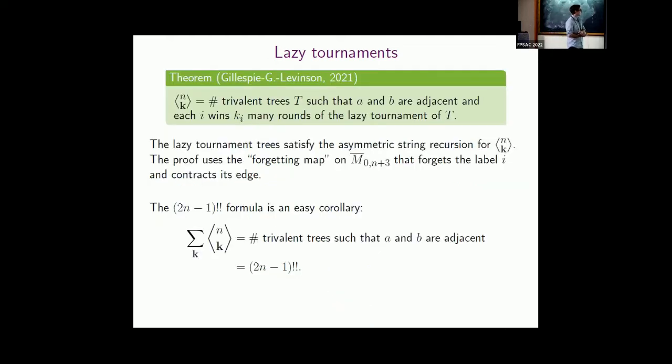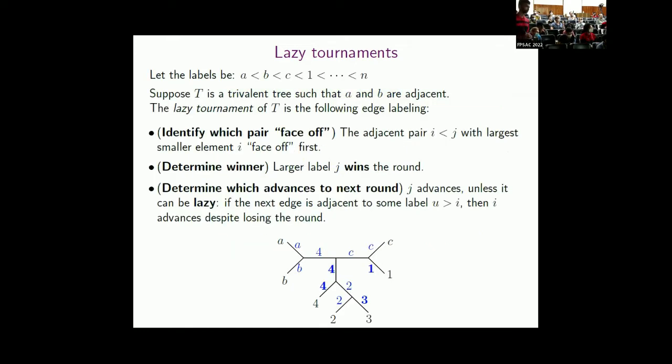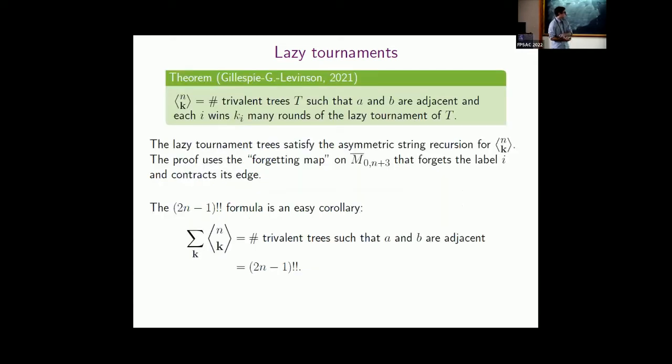Yeah. As an easy corollary, we just get the 2n-1 double factorial formula because this is saying that the sum of the coefficients is the number of trivalent trees with A and B adjacent. I think you mean like get to the final round. Oh, I mean in each round, it's not the winner of the tournament. It's like 4 wins 2 of its rounds, and 3 wins 1 round, 1 wins 1 round. So that's giving you the composition. So we essentially get the 2n-1 double factorial formula for free by counting these trees.